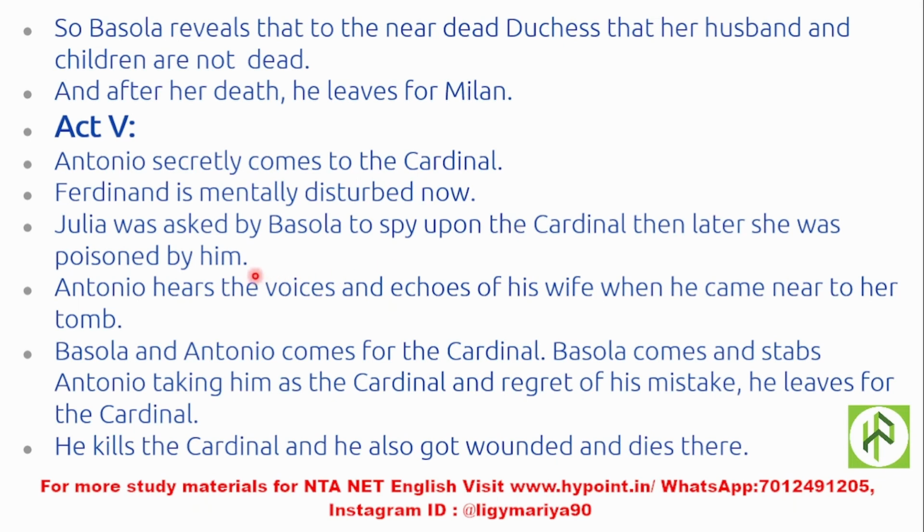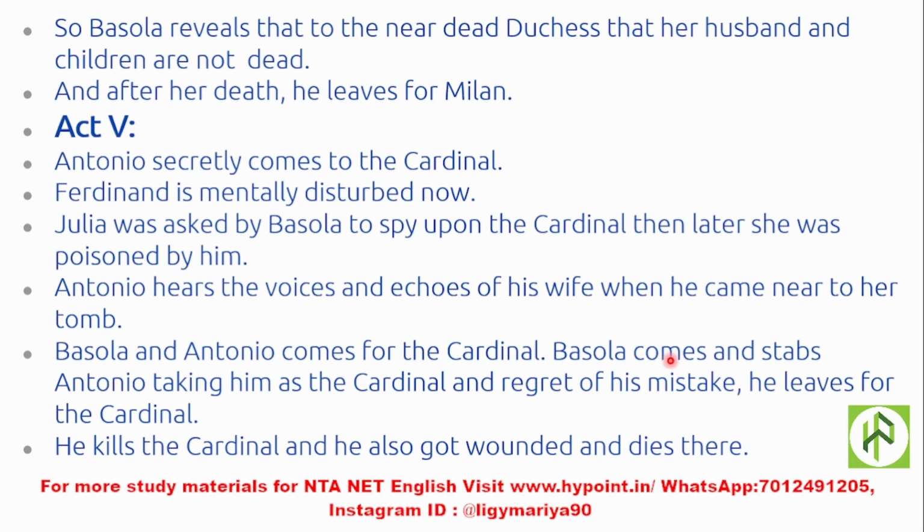So Julia was mistress to the cardinal, and she thought maybe the cardinal was doing something else with some other woman. So Julia asked Bosola to spy upon the cardinal. Later, Julia was also poisoned by the cardinal. Antonio hears the voices and echoes of his wife when he comes near her tomb. So Antonio doesn't know that she's already dead, and he is near the tomb of the Duchess. When he comes there secretly, Antonio hears the voices and echoes of his wife near that tomb.